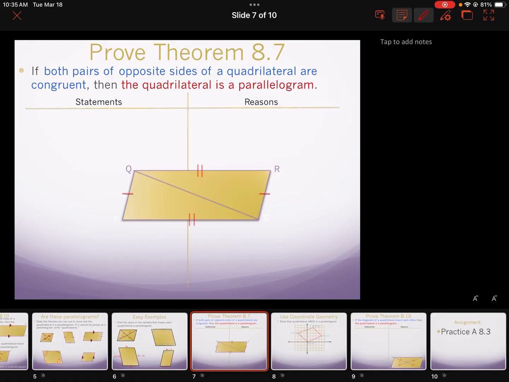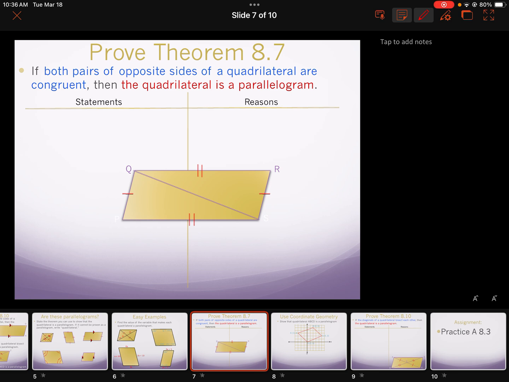This is the third part of our lesson 8.3. We're going to prove a few theorems and do a little more challenging example in this video. Theorem 8.7 says if both pairs of opposite sides of a quadrilateral are congruent, then the quadrilateral is a parallelogram.